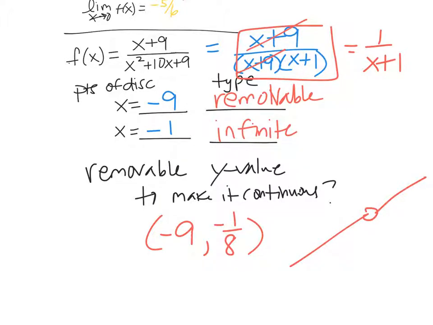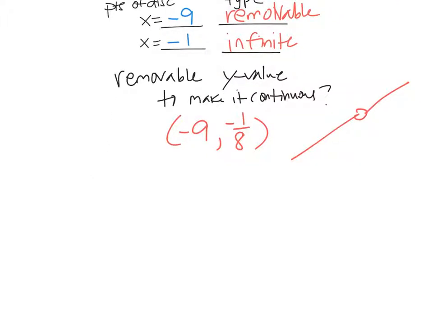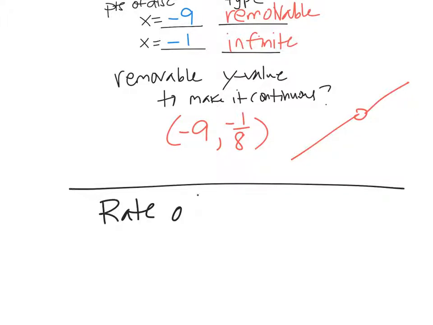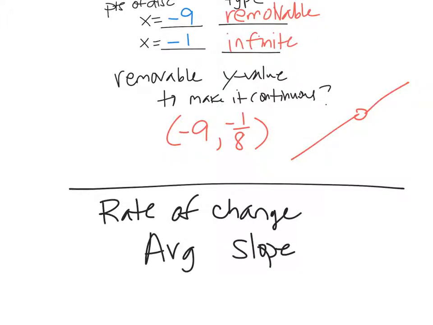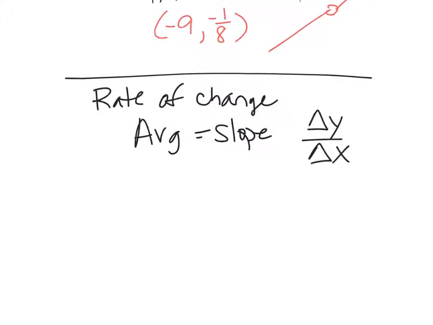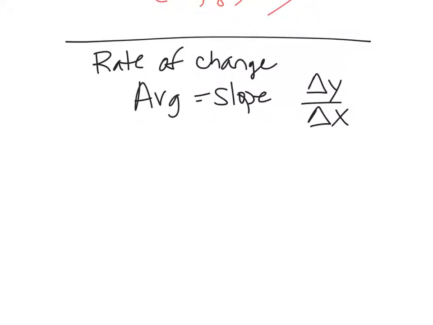All right, doing pretty good. Okay, and then the rest of it is going to be rate of change. So you'll have one that's going to be an average. Just use old school slope, the change in y over the change in x. Okay? And then you're going to have some instantaneous changes or tangents and all that stuff.